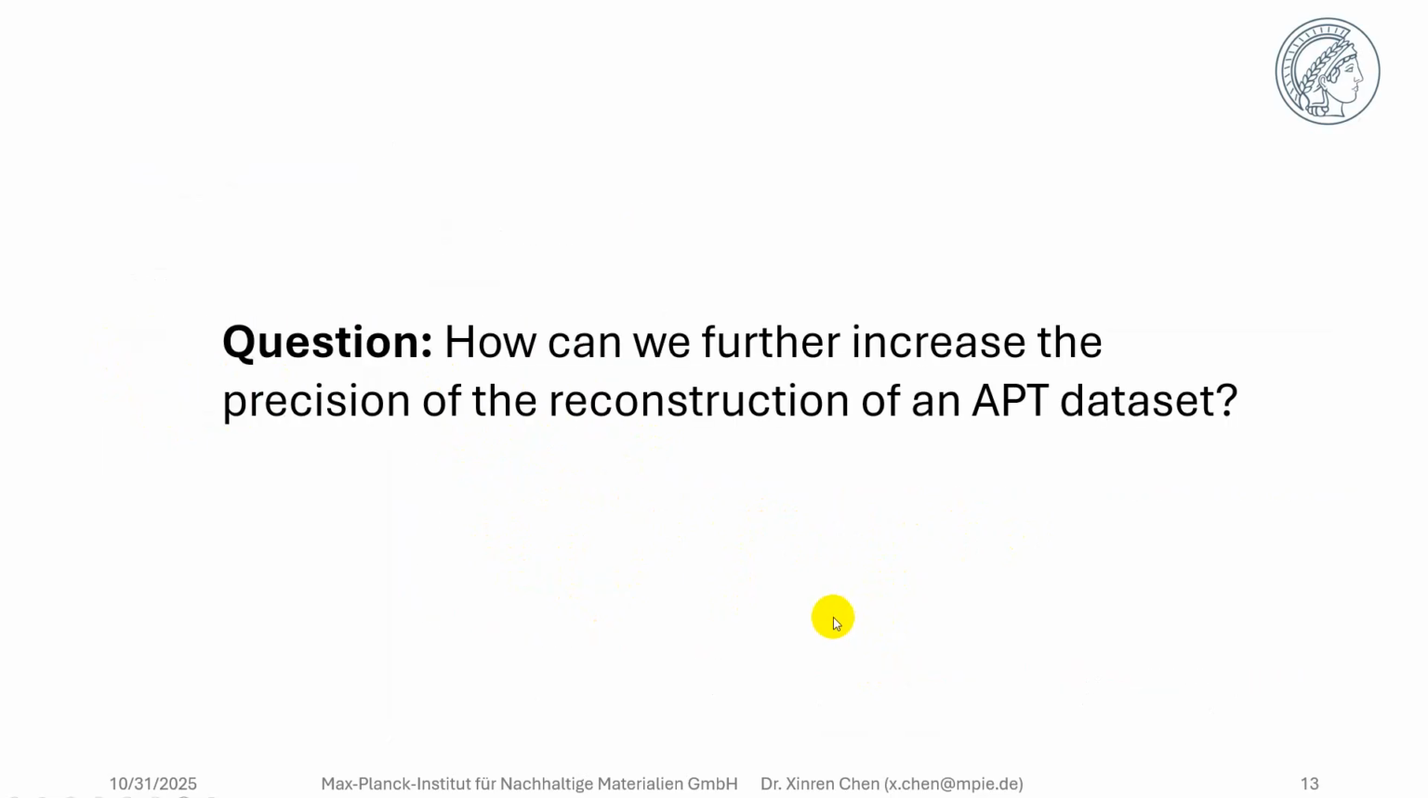Okay, so then I want to also ask how we can further increase the precision of reconstruction of an APT dataset. I think the answer may be the TEM. If we have the TEM image, we can do the correlative reconstruction between TEM and the APT to further improve the precision of reconstruction.